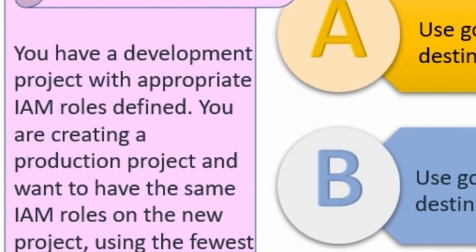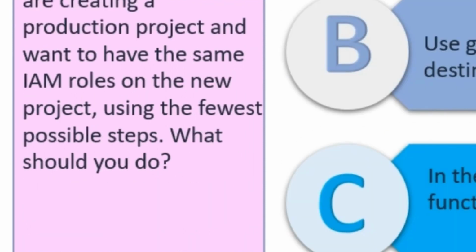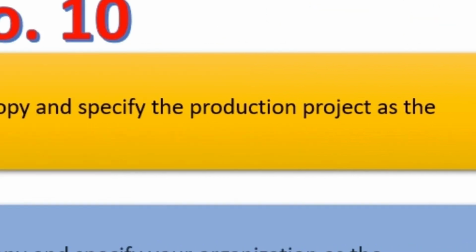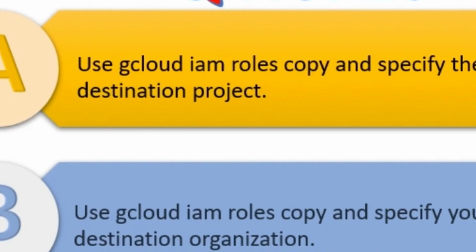Question number 10. You have a development project with appropriate IAM roles defined. You are creating a production project and want to have the same IAM roles on the new project using the fewest possible steps. What should you do? A, use gcloud iam roles copy and specify the production project as the destination project.